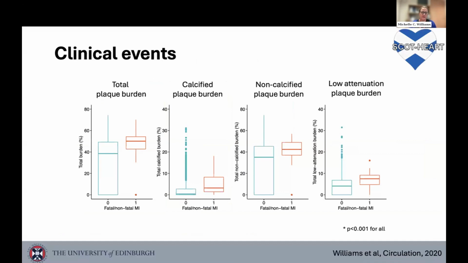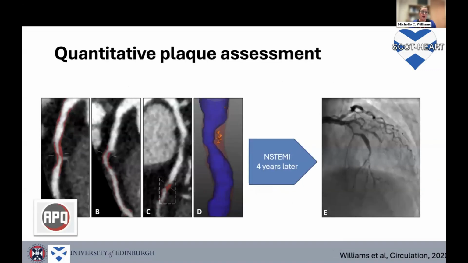So what does this sort of quantitative plaque analysis mean? Well, again, looking at the SCOT-HEART trial, we showed that in people who had a myocardial infarction or coronary heart disease death, they had more of all of the different types of plaque. This is an example of a patient who had a particularly high burden of low attenuation plaque. They've got quite a lot of non-calcified plaque throughout the vessel, but I've got a 3D reconstruction there that focuses in on a beautiful thin cap fibroatheroma with non-calcified plaque, central low attenuation, highlighted there in orange for you. And 4 years later, this was the site of their myocardial infarction.